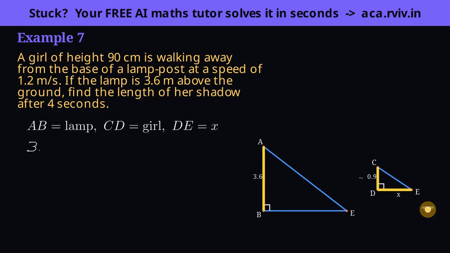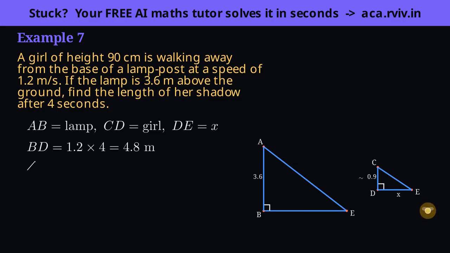One quantity we'll need is how far she has walked from the pole. She moves at 1.2 meters per second for 4 seconds, and distance is simply speed times time. So BD, the ground gap from pole foot to girl foot, is 1.2 times 4, which is 4.8 meters.